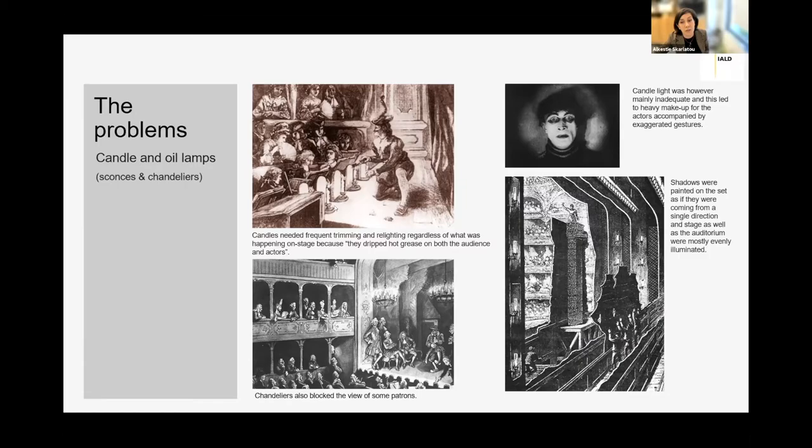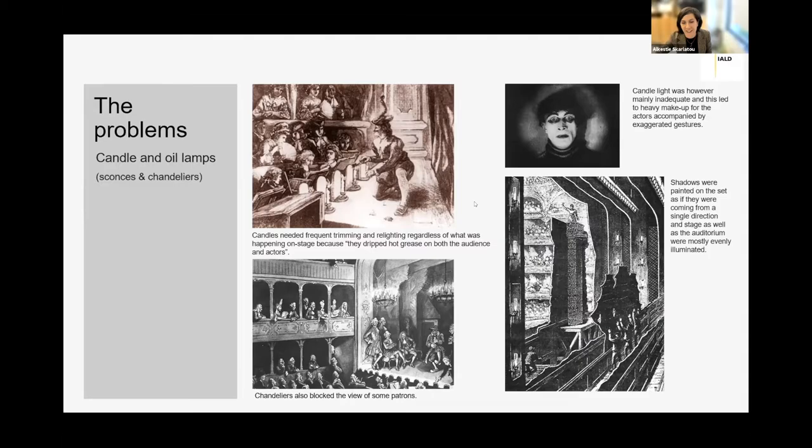putting out the footlights. The other problem was that the candle lighting was grossly inadequate, which meant that the people painting the stage scenery had to use super saturated colors, because otherwise they weren't visible. They had to make it as intense as possible. Equally, the actors and actresses wore very strong makeup, and tried to make their gestures as exaggerated as possible. This picture here is not from the Renaissance, it's from 1920s expressionist cinema, but you get the picture.